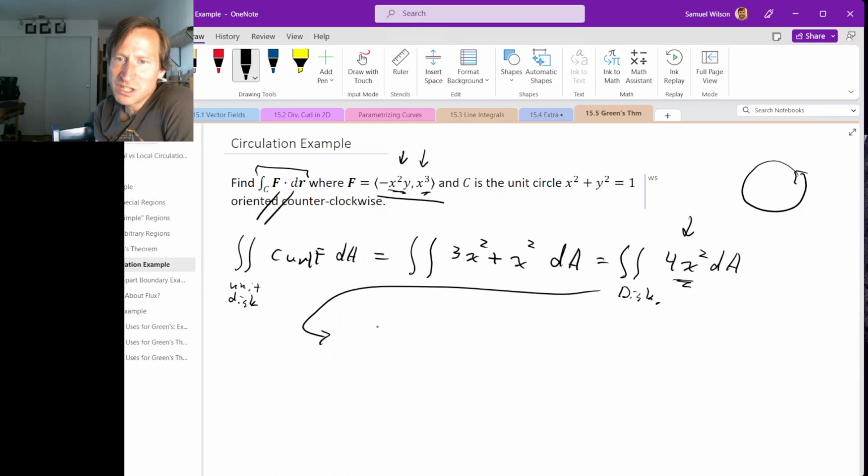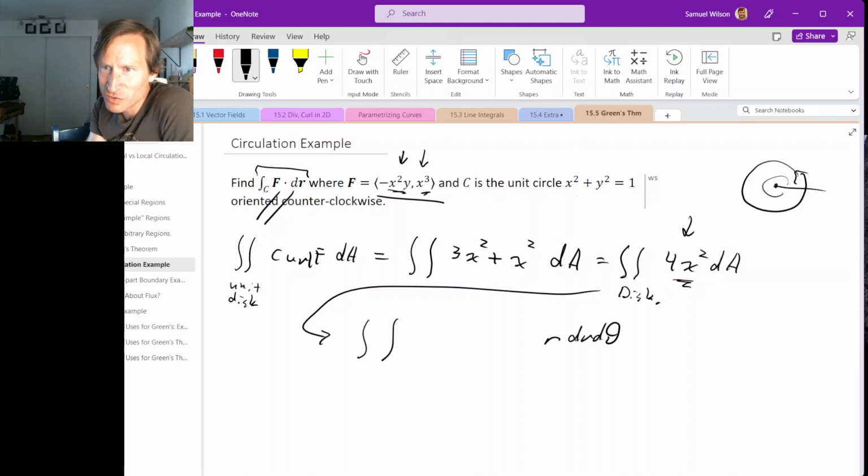So to do this double integral, for the unit disk, remember dA is r dr d theta. Our origin is here, so theta is going to go from 0 to 2 pi. For r, we need to go from 0 out to the edge of the disk, so that's from 0 to 1. And then 4 times x squared. x is r cosine theta in polar coordinates. So when we square that, we get r squared cosine squared theta.